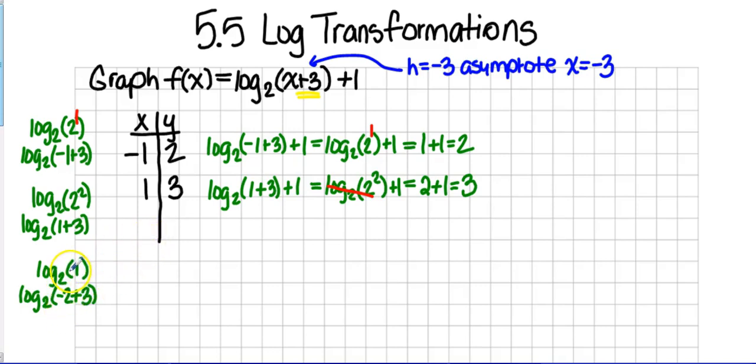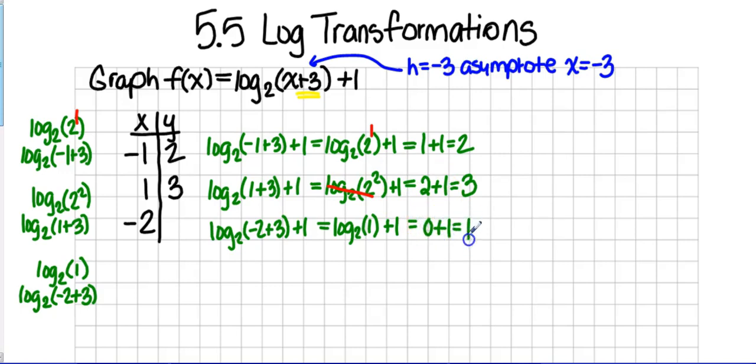So to get that 1 to happen, I have to plug in a -2. So -2 will be my third entry in the table. Let's do the work. Log base 2 of -2 plus 3 plus 1. That gets me log base 2 of 1 plus 1. What is log base 2 of 1? From our properties, we know log of 1, no matter the base, always results in a 0. Plus 1 equals 1.